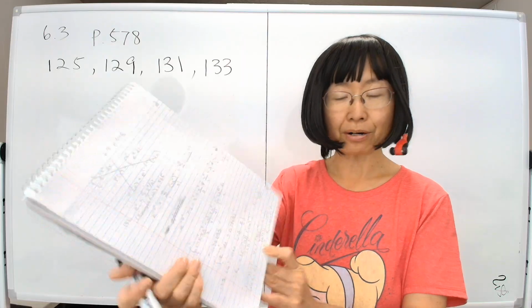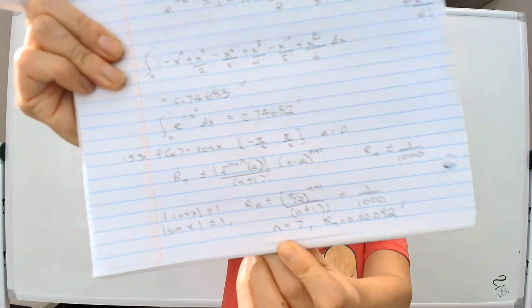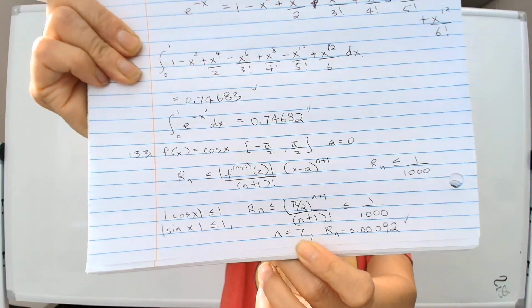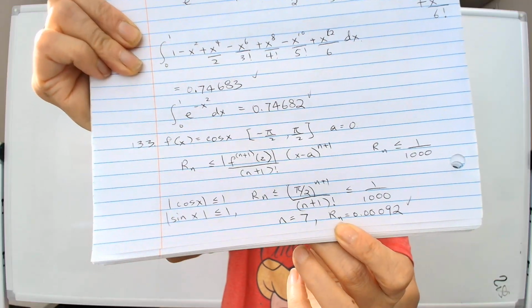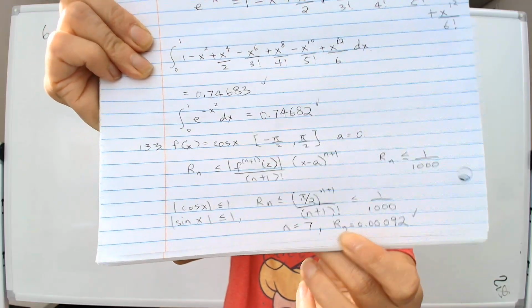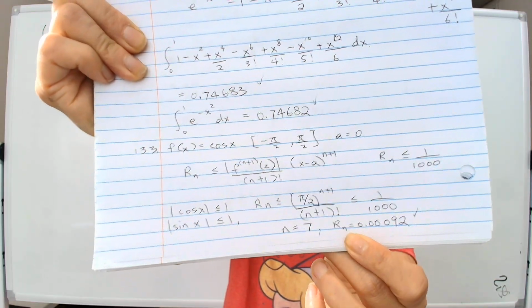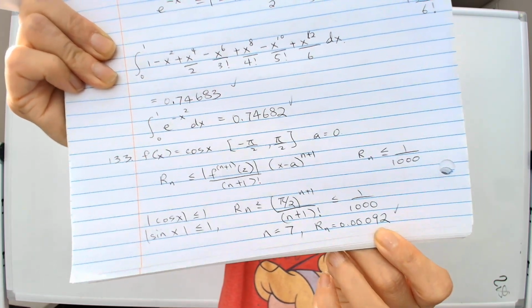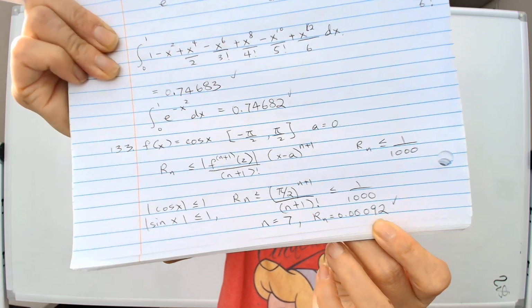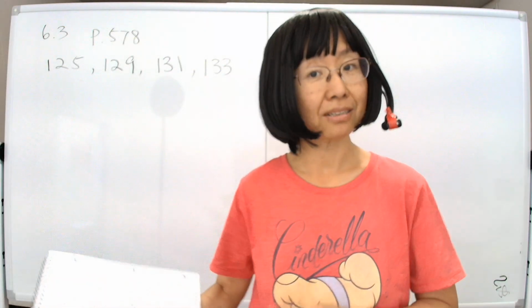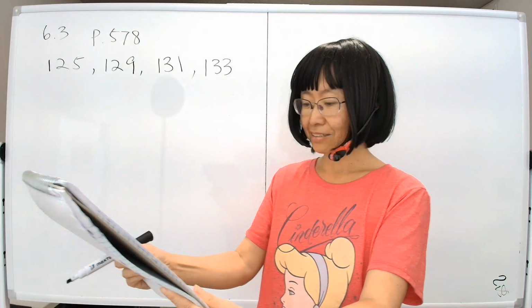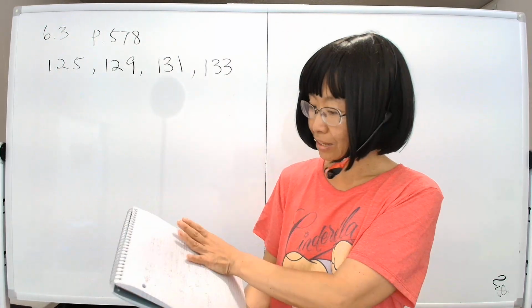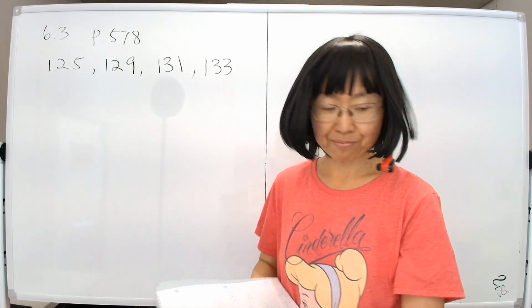So I eyeballed it from my plot, and it turns out to be n equal to 7. At n equals 7, the remainder, which is the error estimate, is down to something like that, which is less than 1 in 1,000, because that's the 4th position, and 1 in 1,000 is the 3rd decimal position. So that satisfies the requirement. And yeah, next.